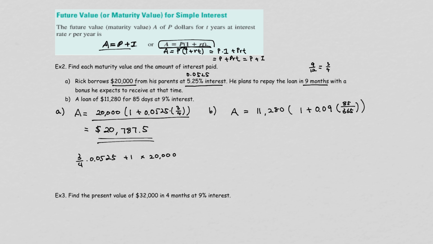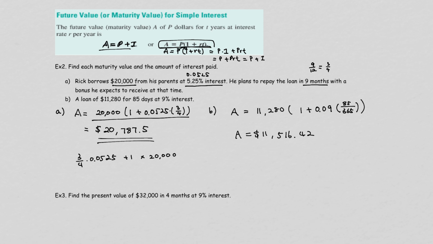You can also reduce this to multiply, but if you're going to use the calculator, it doesn't have to be reduced forms, right? So when you do 85 divided by 365 times 0.09 plus 1 times 11,280, you will end up getting 11,516.42. So that will be the total amount.